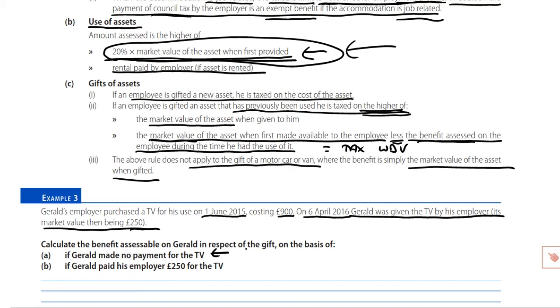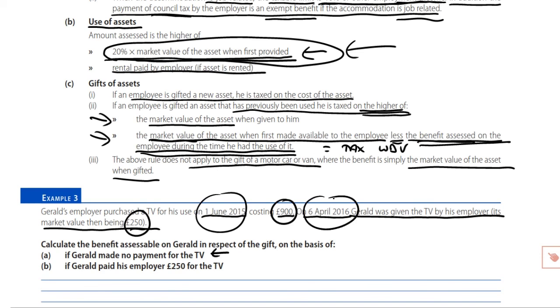It was just an outright gift, so it is the higher of its market value, which we know is £250, or what will be the higher figure, its tax written down value. The market value when provided, that was the cost of £900, less the benefit assessed on the employee during the time that he had the use of it. Now that is not very long, it's from the 1st of June 2015 through to the 6th of April 2016.